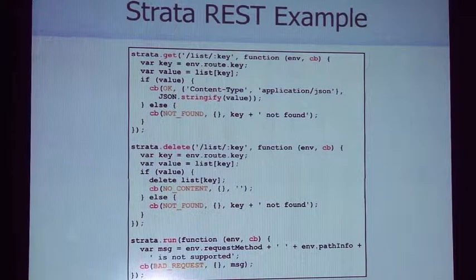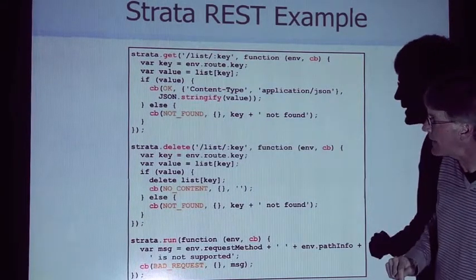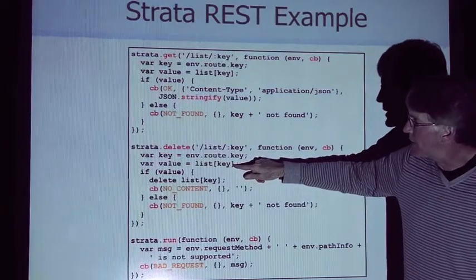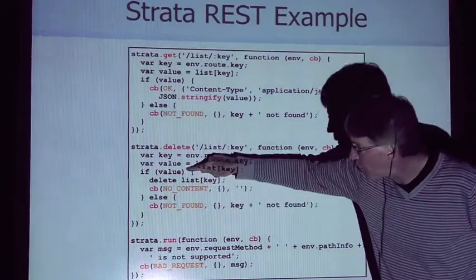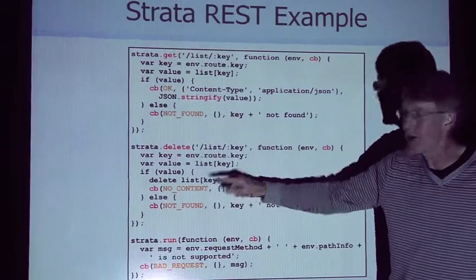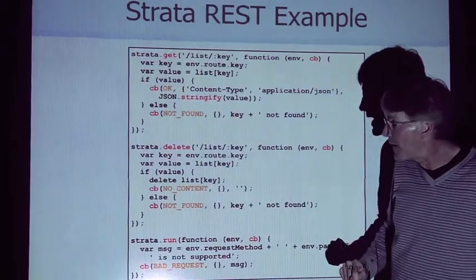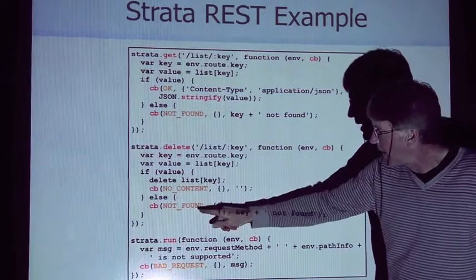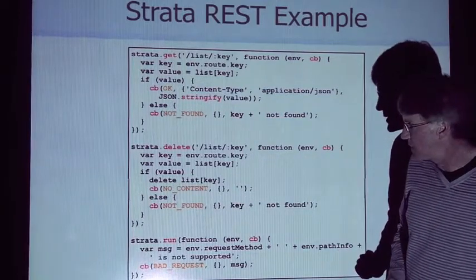And the final route that I need is for deleting. So if I get a delete request for a specific key, then I'm going to see if that value was there. If it was there, I'll delete it and send back a successful response with no content in it. But if I couldn't find the thing you asked me to delete, I'll give back the not found status.